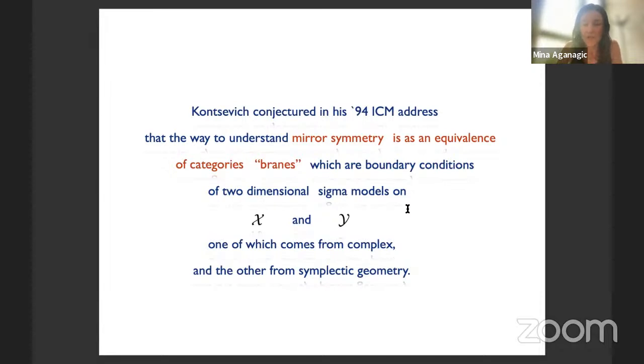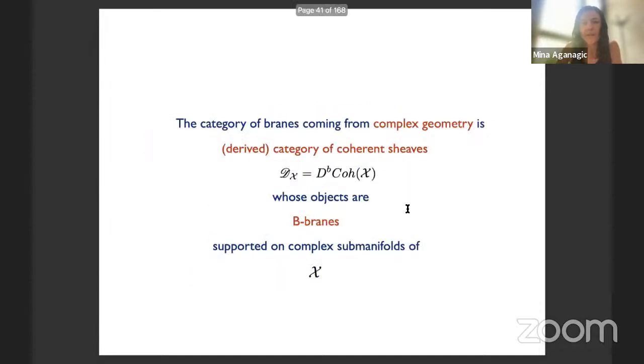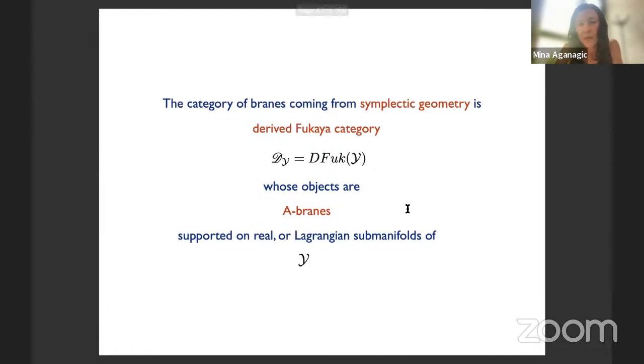Branes are boundary conditions for two-dimensional sigma models to X and Y, one of which comes from complex, the other from symplectic geometry. The category of branes coming from complex geometry is the derived category of coherent sheaves, whose objects we'll call B-type branes. They're supported on complex submanifolds of X. The category of branes coming from symplectic geometry is the derived Fukaya category, whose objects are sometimes called A-branes. They're supported on real or Lagrangian submanifolds of Y.